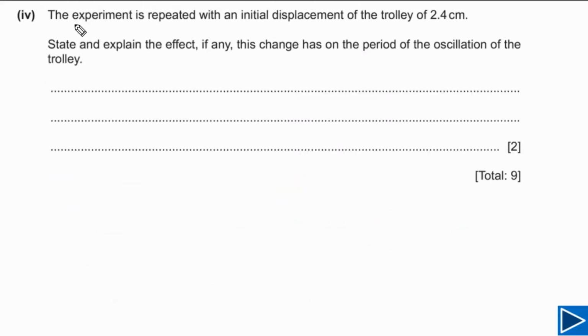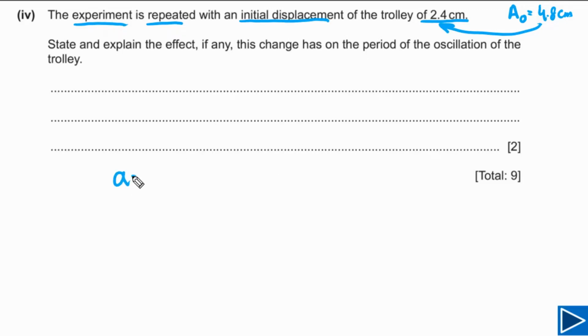For the last part, it is given to us that the experiment is repeated with an initial displacement of the trolley of 2.4 centimeters. So this is the new initial displacement. In the question before, the initial displacement of the trolley was 4.8 centimeters. Now you can simply see from here, this is half of 4.8 centimeters. So this is 2.4 and this is 4.8 centimeters. Now displacement is half, which means initial amplitude is half.